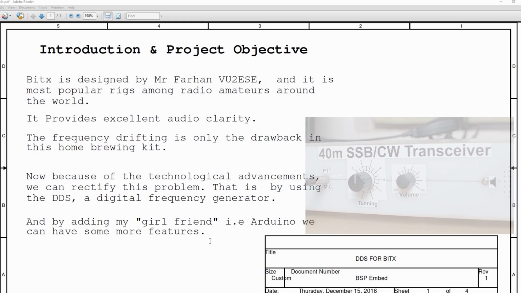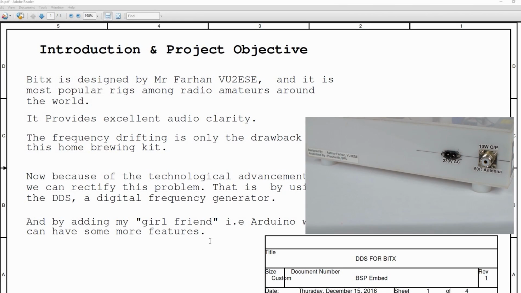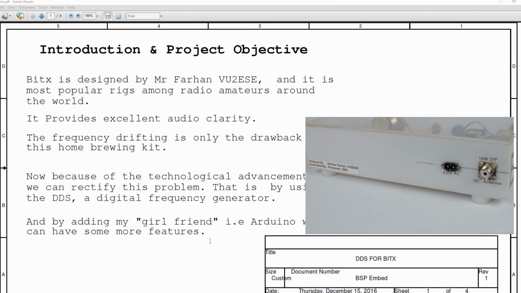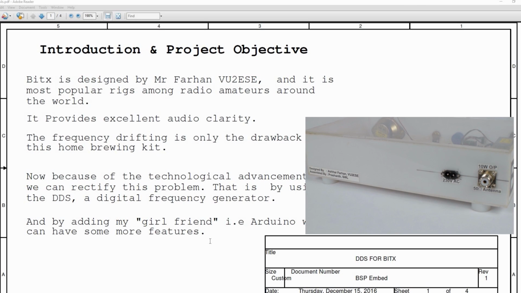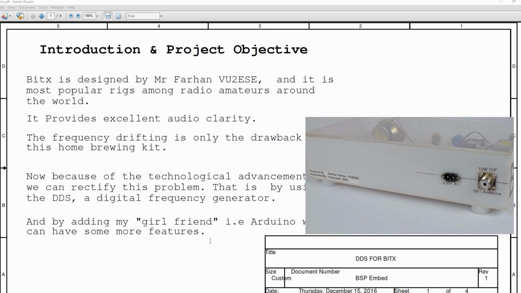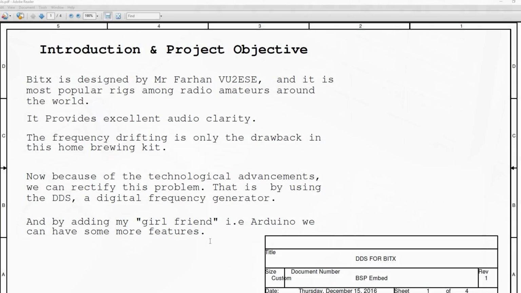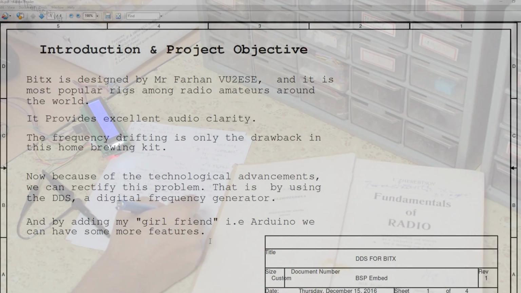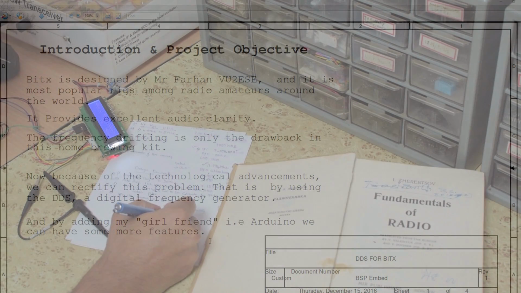This wonderful kit has one challenge. While you are listening, audio drifts away. To listen back again, you have to fine tune it. While you are transmitting, because of this drift, the audio content may be lost and crosstalk may happen to the adjacent channels. This is because of the analog nature of the design.